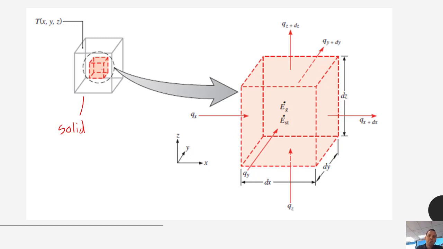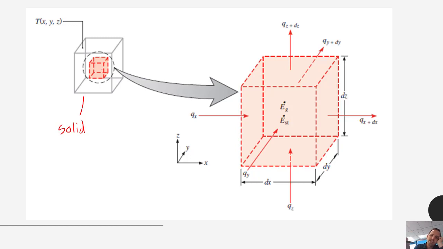So how does energy get in and out of a solid like that? Which mode of heat transfer would that be? And hopefully, if you're keeping up with the lectures, you should know off the top of your head that this is going to be conduction. And if not, I'll just explain why it can't be the other modes of heat transfer.